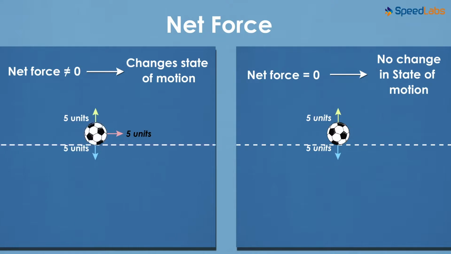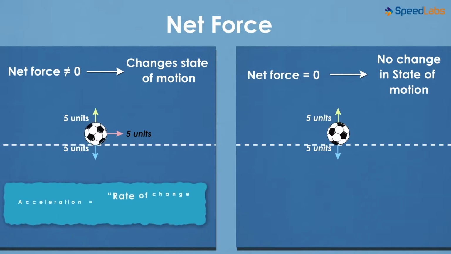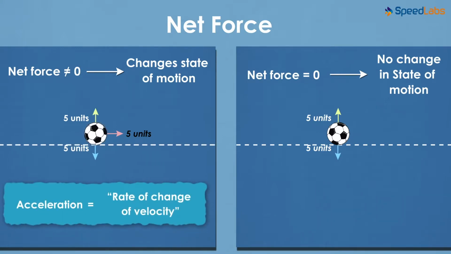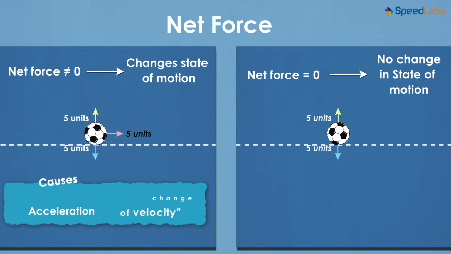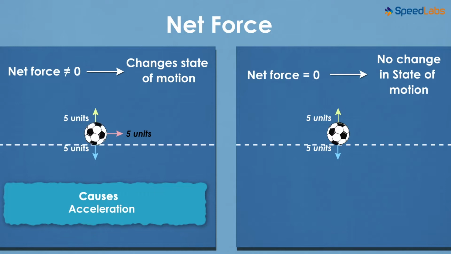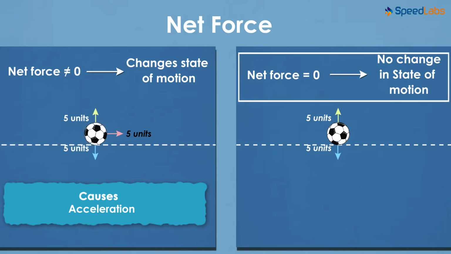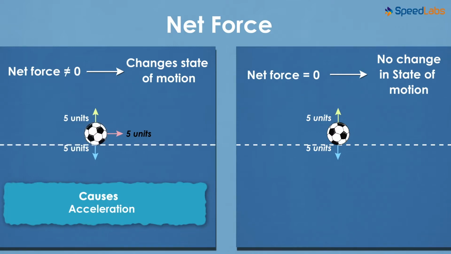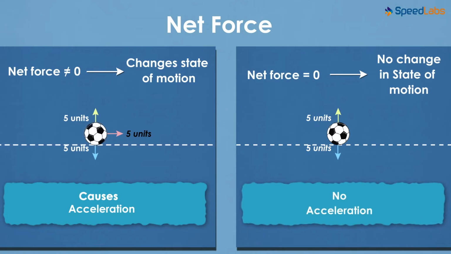So if a moving object comes to a stop, will there be acceleration? Absolutely, because acceleration is nothing but the rate of change of velocity. To keep a long story short, we can say that net force causes acceleration. If the net force is zero, then the velocity of the object will not change, and hence there will be no acceleration. Now that you know the concept of net force, we can move on to understanding Newton's second law of motion.